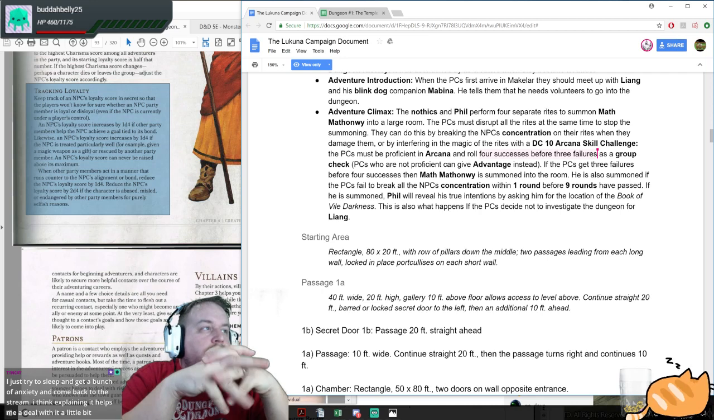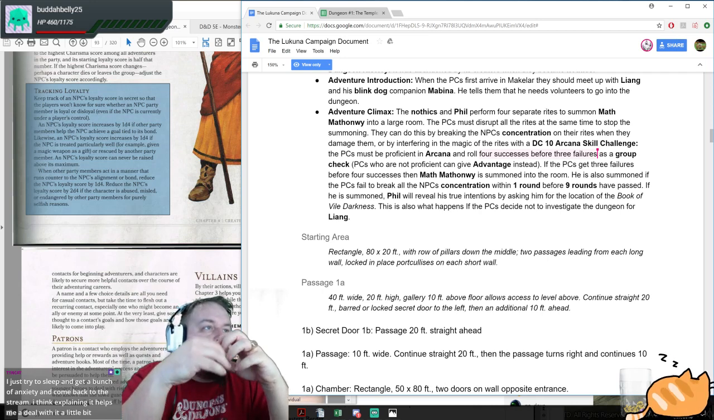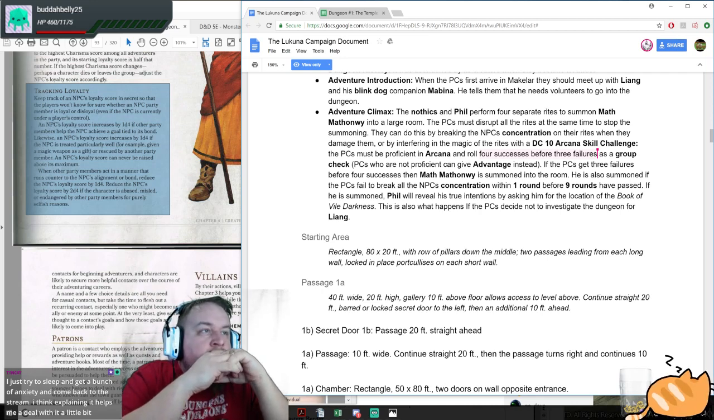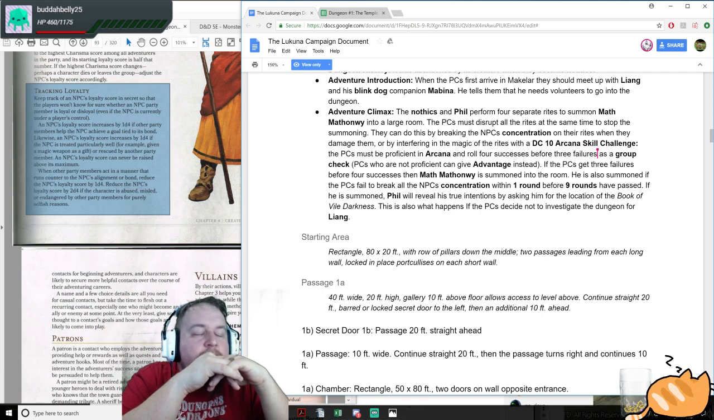Right. And so the group check means each PC's success or failure gets added. So let's say you have the average 4 first level PCs. Our party is 5. None of them have Arcana though. Yeah. So we're going to take the imaginary 4 first level PC adventuring party. And let's say all 4 of them have Arcana, right? So that means in one round, you can have 4 Arcana rolls, which means in one round you've basically either succeeded or failed.